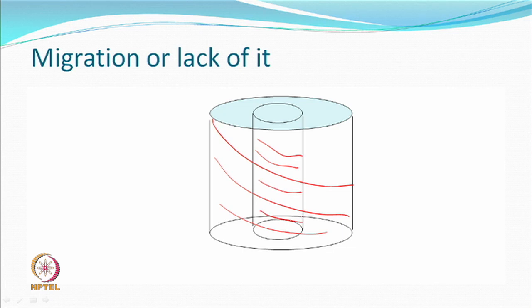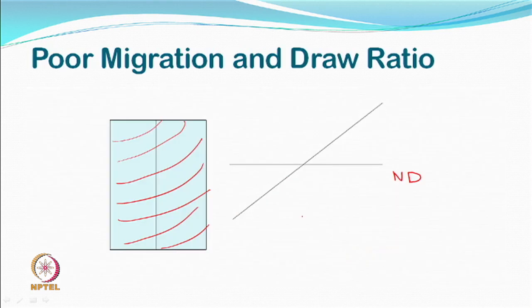If they don't switch positions, then they have a different history. So the ones which are on the surface probably have already been extended compared to the ones which are in the core. And on top of it, you are also doing some drawing. You have given a normal draw ratio. It required, let us say, 3.5 draw, or given 3.5 draw. So what happens? If this is the normal draw value, then some of them will be overdrawn, some will be underdrawn.